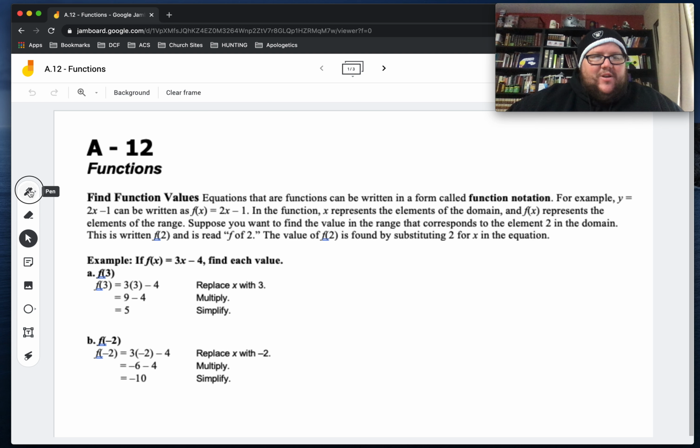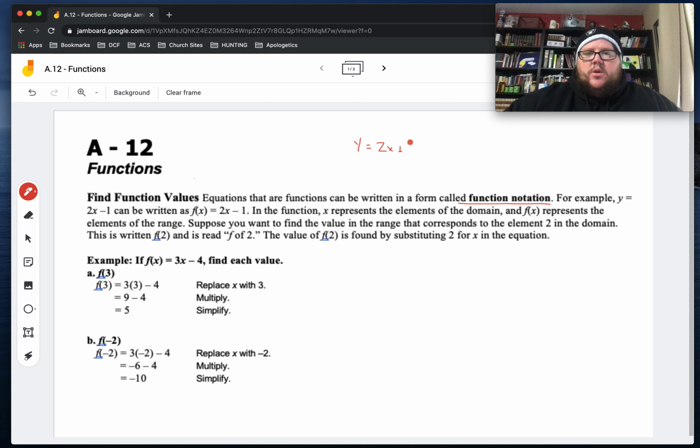All right, class, today we're going to talk about function notation. Function notation is just another way to write equations. Equations that are functions can be written in a form called function notation. What we've been used to is y equals 2x minus 1. We've been doing that for a long time now.